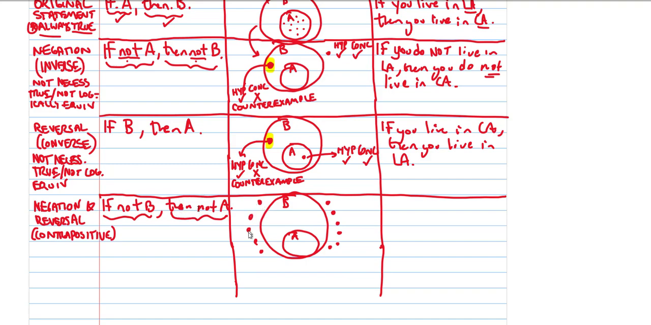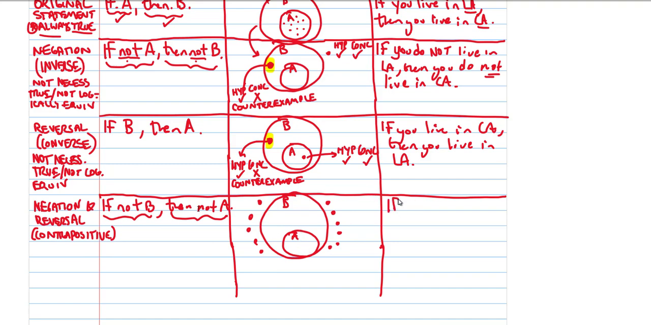If we pick an individual from outside of the B set in order to satisfy that hypothesis, we also always satisfy the conclusion. Everybody from outside that B set is also not captured within the A set. Every non-member of B is also a non-member of A. There is no way that you can be outside of the B set but be inside the A set, because the A set is completely contained within the B set.